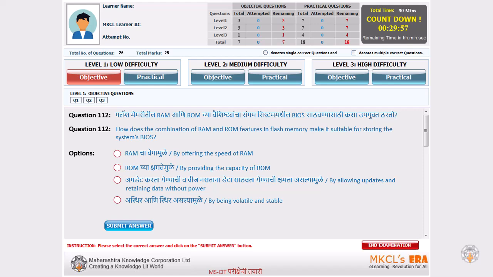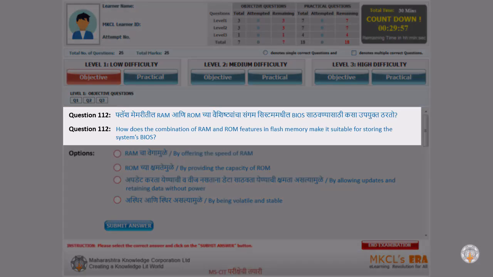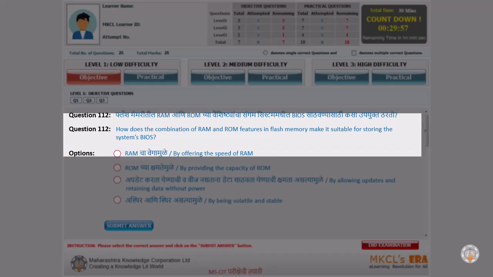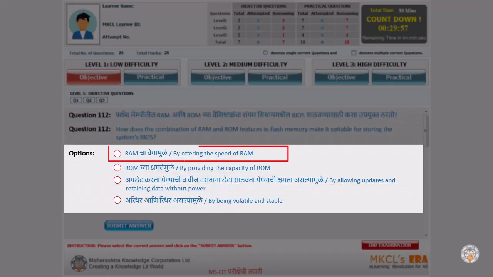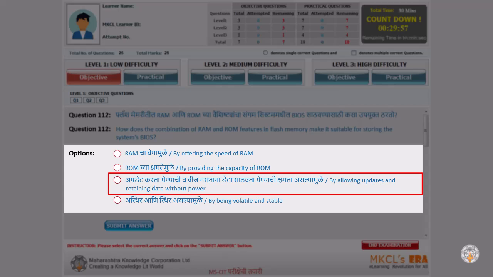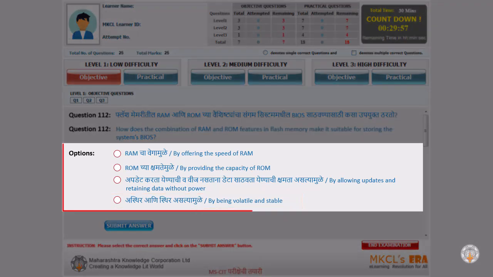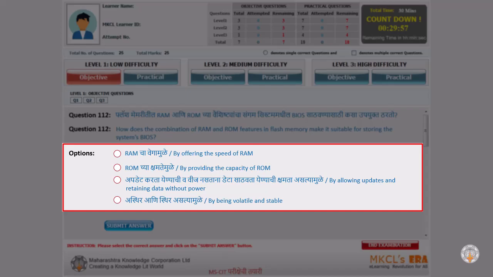Now, let's explore a question in more detail to understand why this is the case. How does the combination of RAM and ROM features in flash memory make it suitable for storing the system's BIOS? The options are: by offering the speed of RAM, by providing the capacity of ROM, by allowing updates and retaining data without power, by being volatile and stable. Now let's talk about each option in detail.